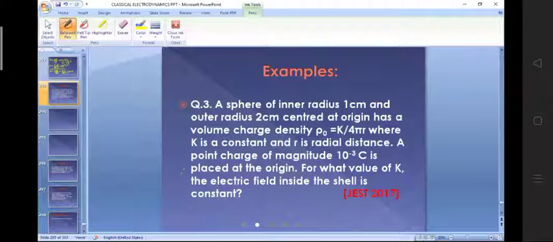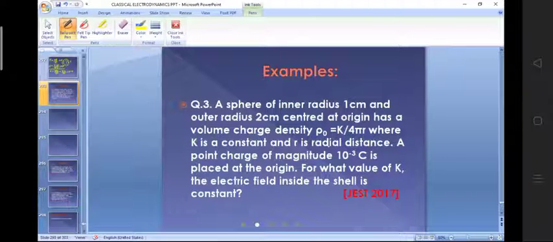Okay, so the question is like this. Question number 3: a sphere of inner radius 1 centimeter and outer radius 2 centimeters, centered at the origin, has a volume charge density that is given to you. It's like this: rho is equal to k divided by 4 pi r, that it is a function of r, where k is a constant and r is radial distance.